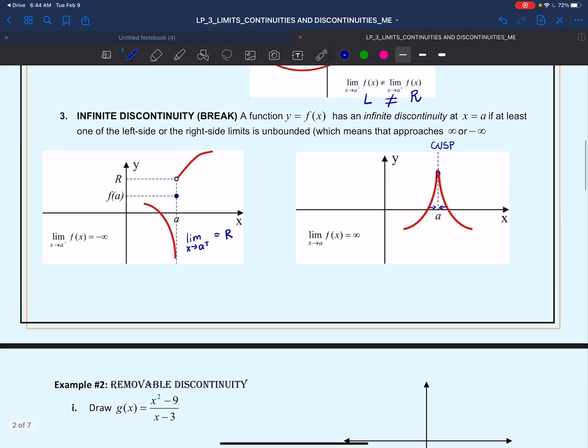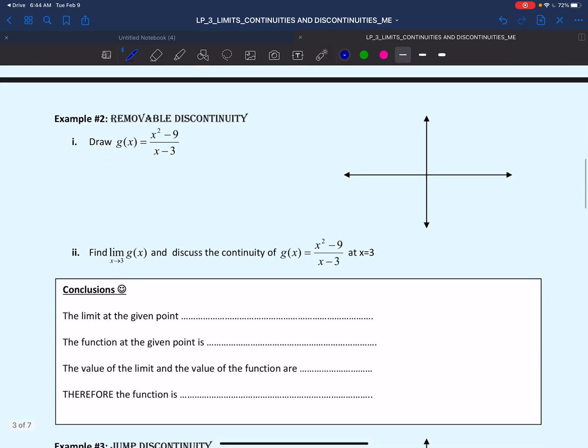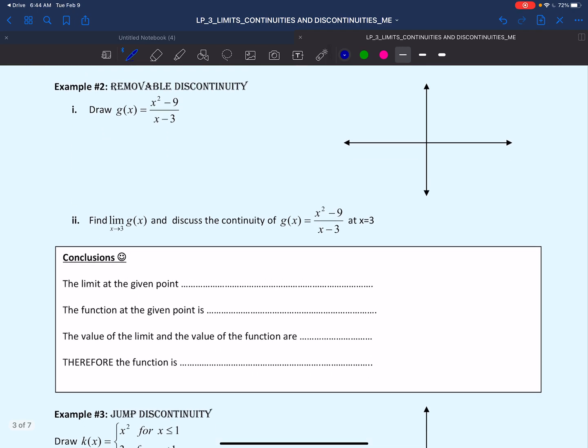Now, we're going to take a look at some other functions, and we're going to try to determine the type of discontinuity algebraically. We have g of x equals x squared minus 9 over x minus 3. We are asked to draw the graph of this function. So I will factor the numerator and the denominator, and over x minus 3. As you can see here, we can simplify one of the factors, which means that we are removing an asymptote. So the function g of x simplifies to become x plus 3.